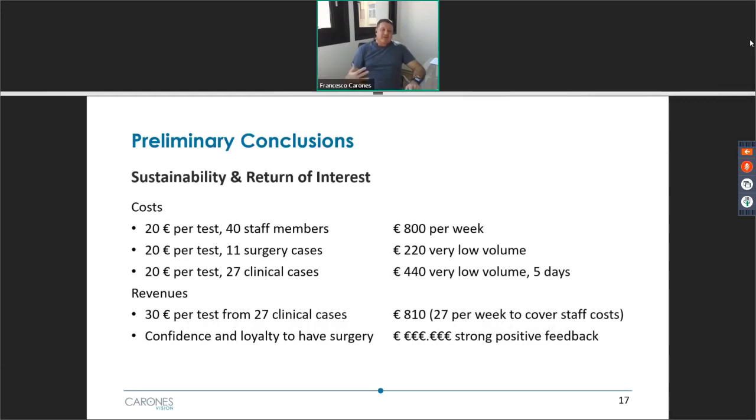And here is the picture of the protocol as of now from a sustainability and return on investment perspective. So we are spending 800 euros every week to test the entire staff. But we are getting revenues every week that actually match the amount of money that we are spending to test the staff. The point is that the confidence and the loyalty we are building with these patients may really bring us more patients to be seen, more patients to be operated. So I think this can be a strategy to communicate, not really to make money, as I said, but to use it as a booster to grow the incomes, grow the confidence, grow the surgery after this crisis.